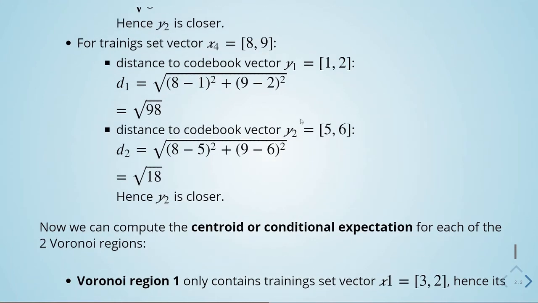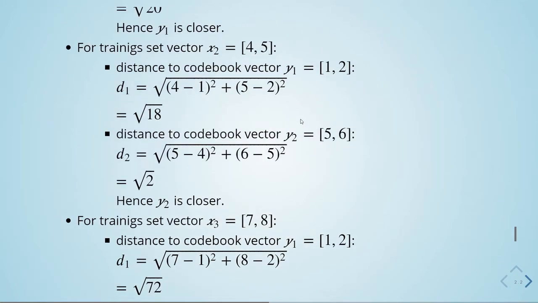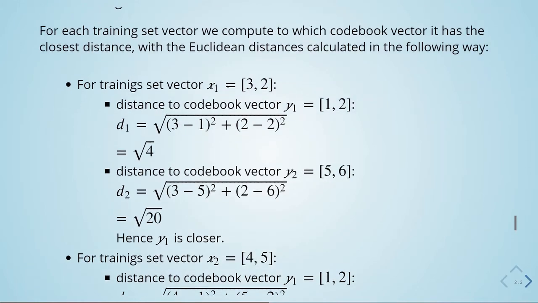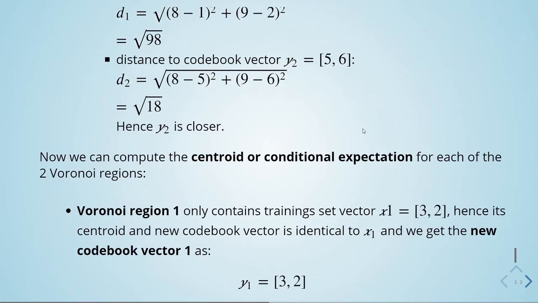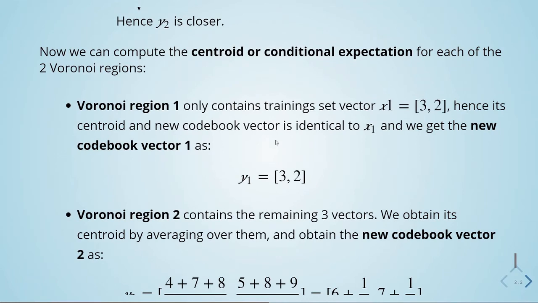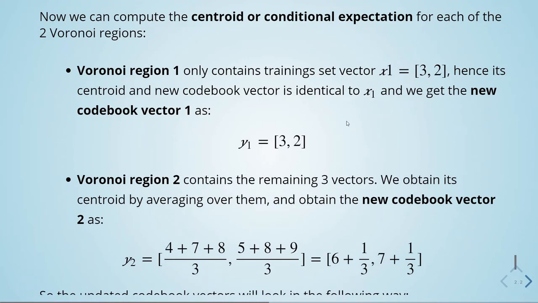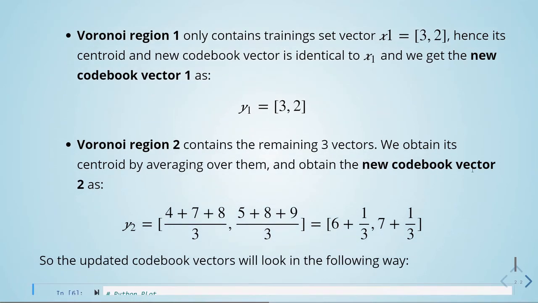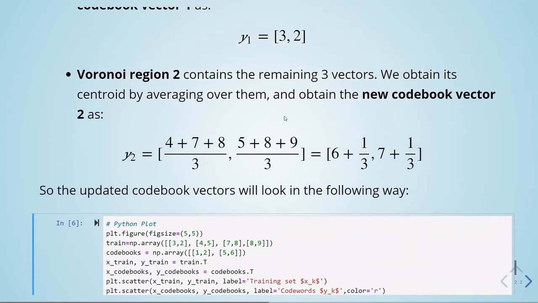We've seen that for Voronoi region 1, we had only the training set vector x1. So its centroid, or the new codebook vector, is identical to x1, and we get the new codebook vector y of 1 as (3, 2). But Voronoi region 2 contains the 3 remaining vectors. So we obtain its centroid by averaging over them, and we obtain our new codebook vector 2 as the average.